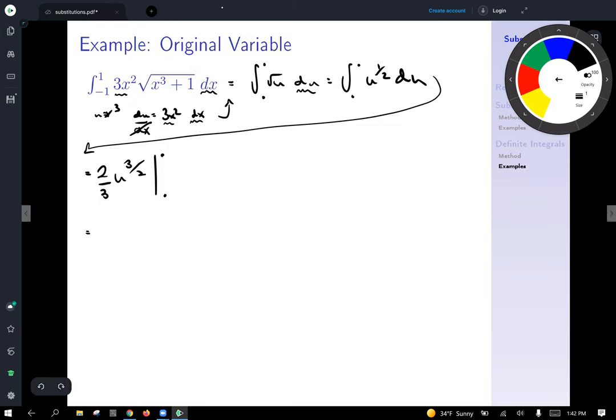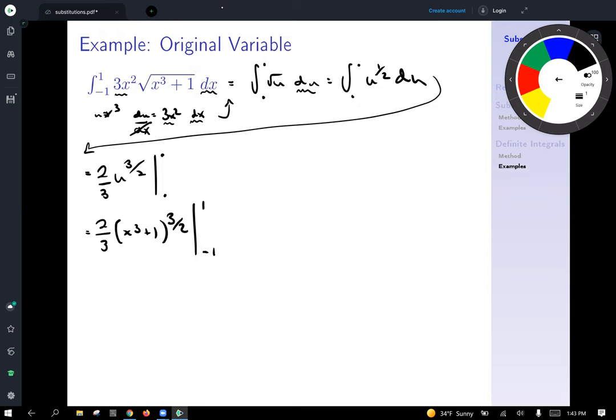So now we'll reverse our substitution. 2/3 quantity x to the 3rd power plus 1, all raised to the 3/2 power. Now I've got things back in terms of x. Now I can return to those original limits of integration and evaluate this thing from negative 1 to 1.